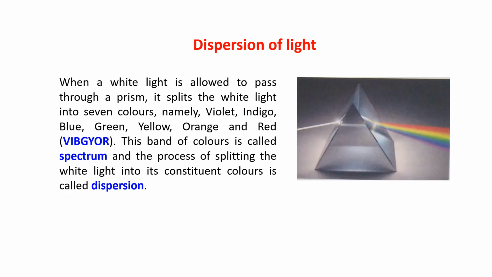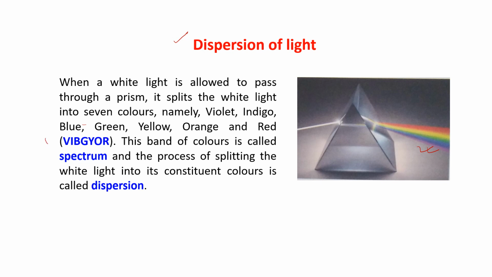Next is dispersion of light. When a white light is allowed to pass through a prism, it splits the white light into 7 colors. This is very important. You know that white light is a combination of 7 colors. When white light is passed through a prism, it splits into 7 different colors. You can see here: violet, indigo, blue, green, yellow, orange and red.